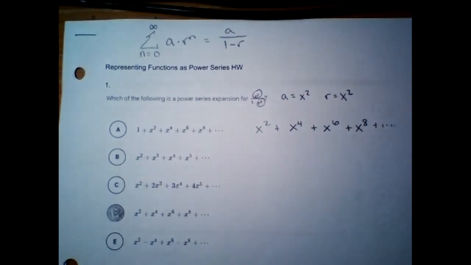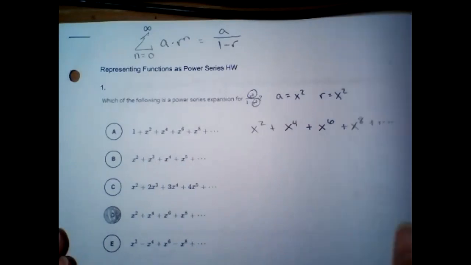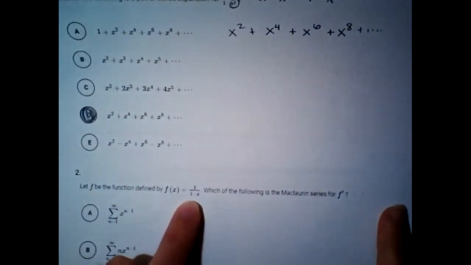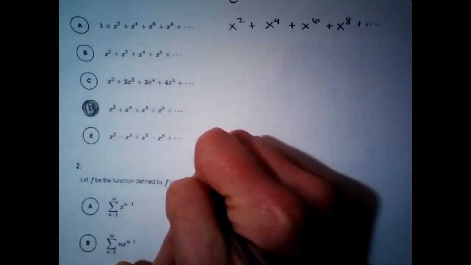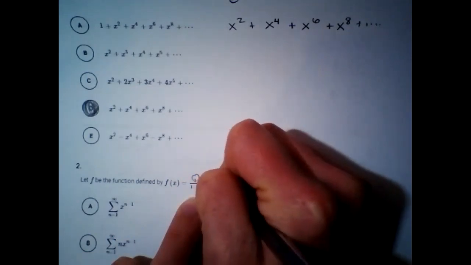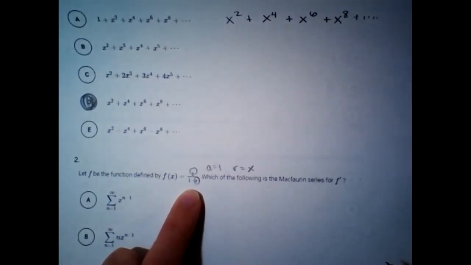So it's kind of weird because a and r were actually the exact same thing. All right, so number 2, let f be the function defined by this. This is again sort of nice because it's in that a over 1 minus r format. So a is 1 and r is x. So we didn't have to manipulate it at all. It already looks like that, so that's nice.